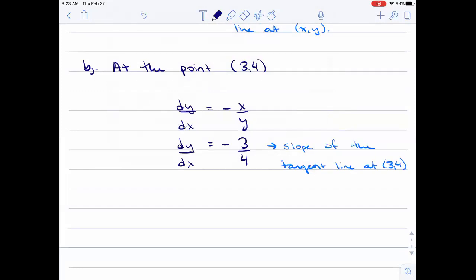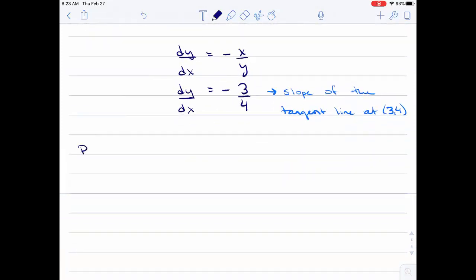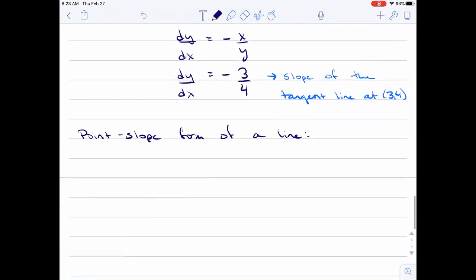If we know a point and we know a slope, we can use the point slope form of a line. The point slope form of a line: y minus y naught equals m times x minus x naught, right? Where x naught, y naught is the point that you know.